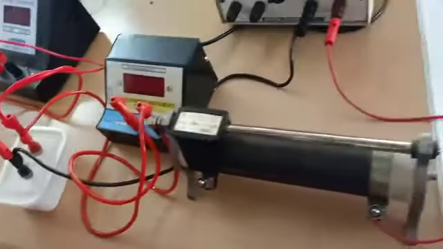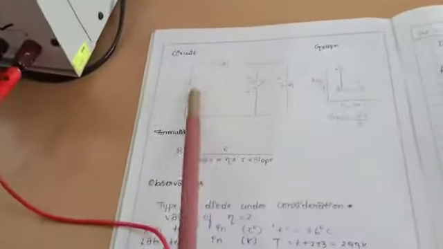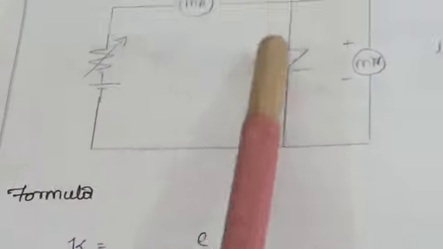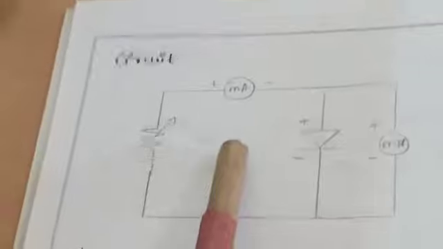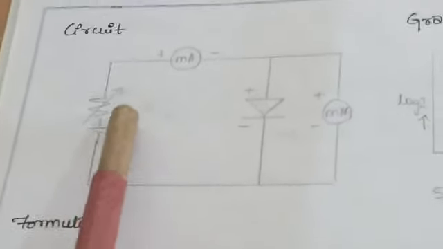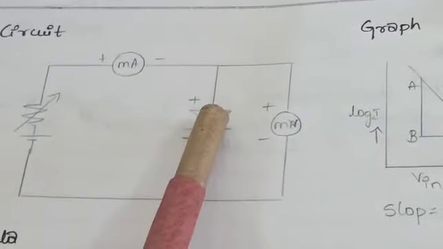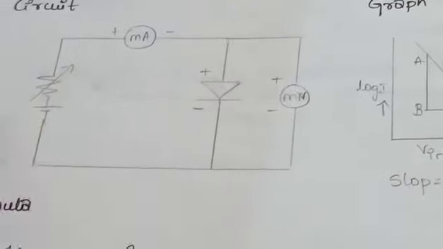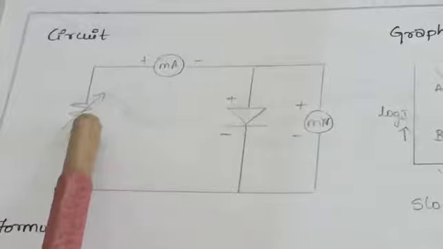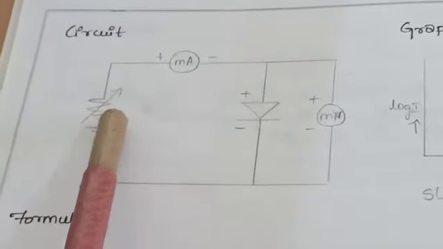Let us do the circuit diagram. Here this will be our battery. Here we construct the circuit as a forward bias circuit. This will be our battery. This is our rheostat, ammeter, PN junction diode and the voltmeter. Let us start the circuit firstly with the battery.